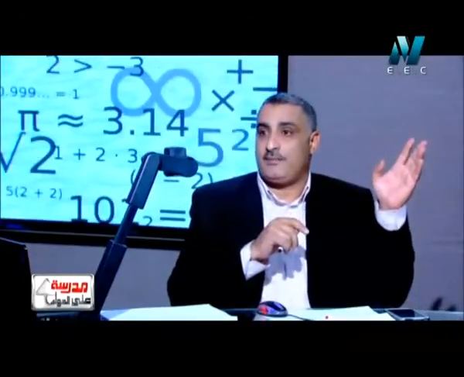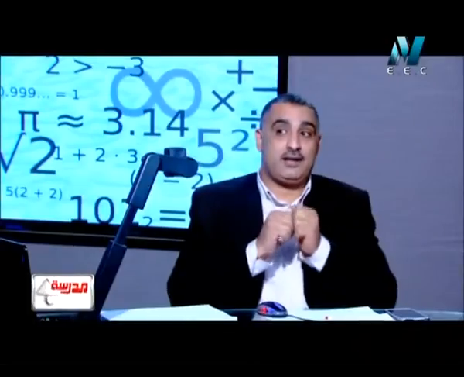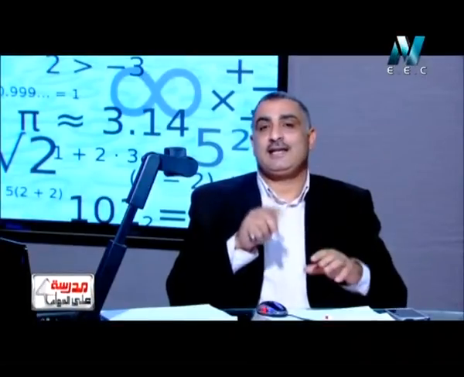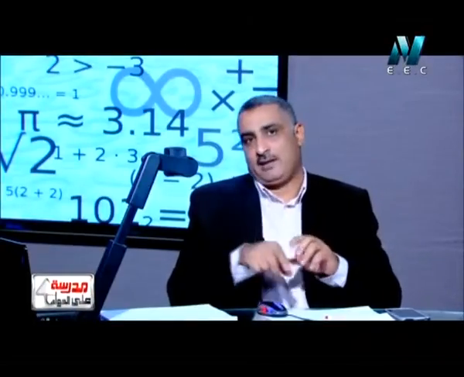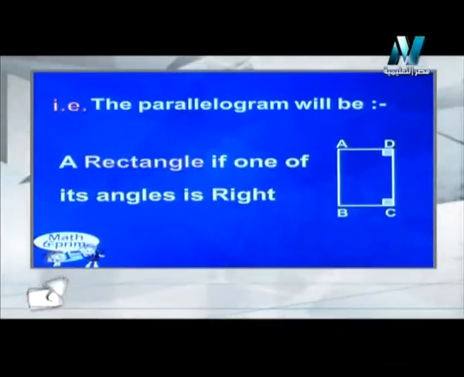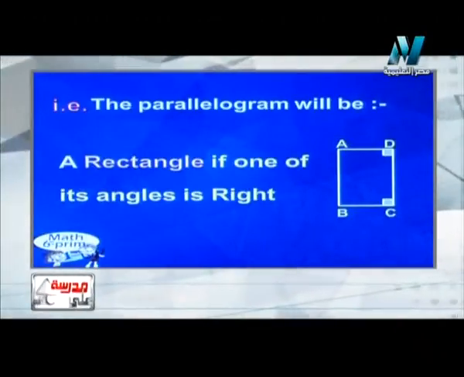The three figures, a rectangle, a parallelogram, and a rhombus, each two opposite sides in each of them are parallel. The same definition of a parallelogram. So we can say a rectangle is a parallelogram with right angle. Or we can say a parallelogram will be a rectangle if one of its angles equals 90 degrees.